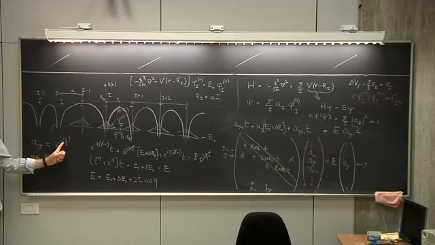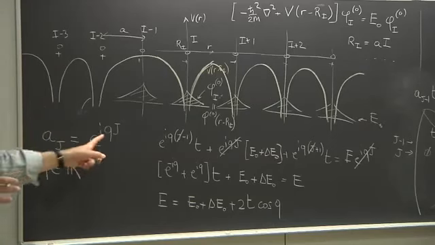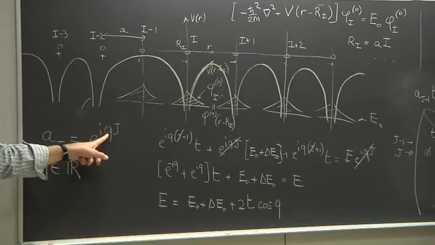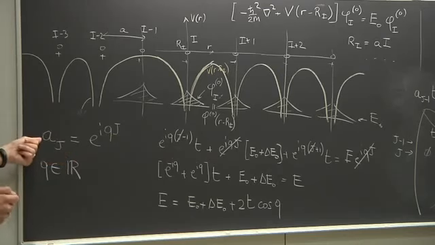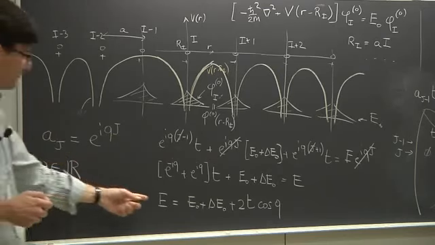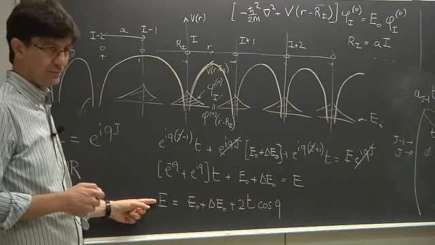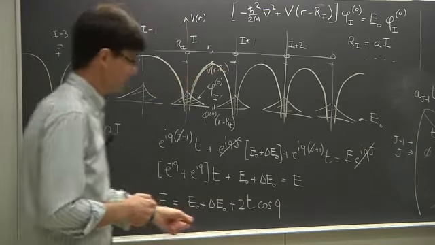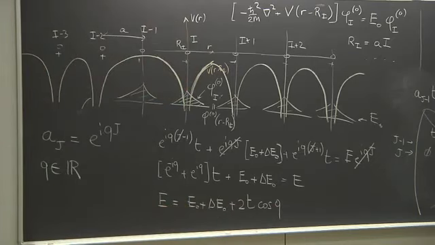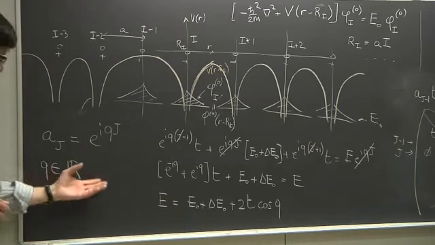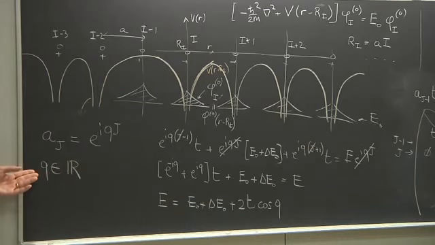And they can be labeled. I can label each one of them with this number q. A different q will give me a different eigenvector and a different eigenenergy expressed in this form. Okay? So I have a number of solutions which is equal to the number of real numbers. Every different real number will give me a different solution.